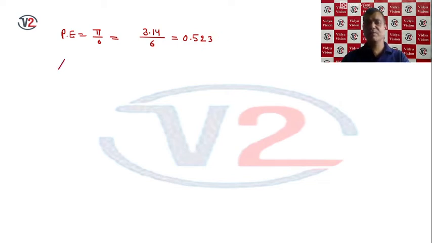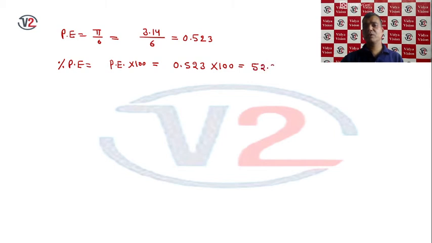If we determine the percentage packing efficiency, what will it be? We multiply the packing efficiency by 100, so 0.523 multiplied by 100 gives 52.3%. So the packing efficiency is 52.3%. Then what is the vacant space?